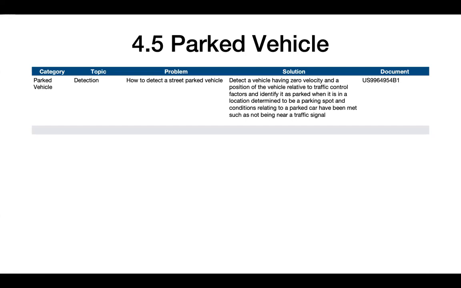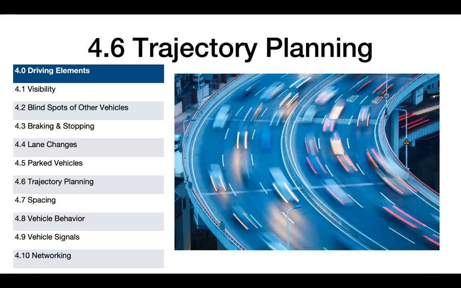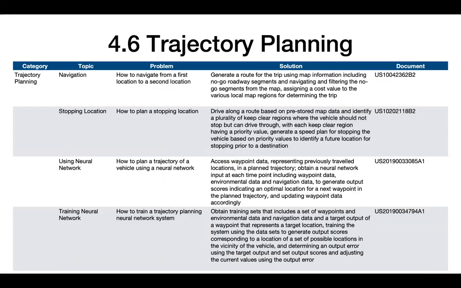And the conditions relating to a parked car have been met, such as not being near a traffic signal. So don't mistake somebody stopped at a red light for a parked vehicle. Lesson learned. All right, trajectory planning. Navigation, stopping locations, and then I even add in here the neural networks that are now popping up in their patents or publications. I guess these are 2019 publications on neural networks here.